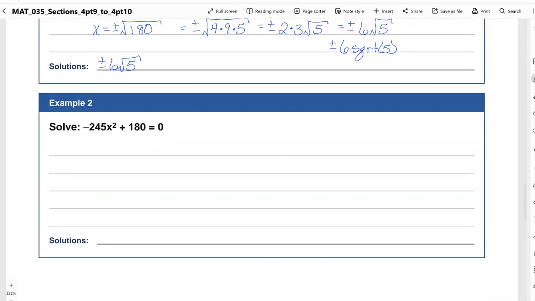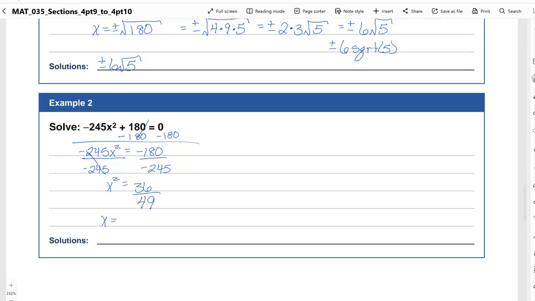We have negative 245x squared plus 180 is equal to 0. The goal is to get the x squared by itself. So I'm going to start by subtracting 180. So I have negative 245x squared is equal to negative 180. Then we're going to divide by negative 245. So I'm going to get x squared is equal to about 180 divided by 245. And it looks like that is 36 over 49.